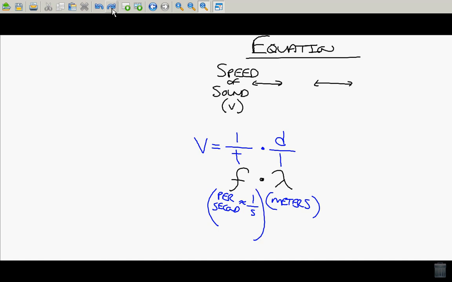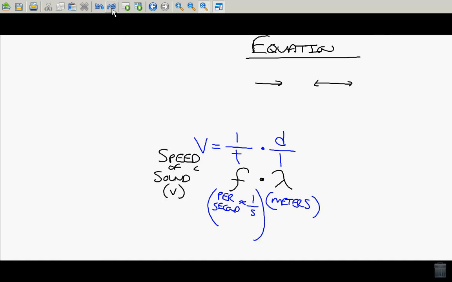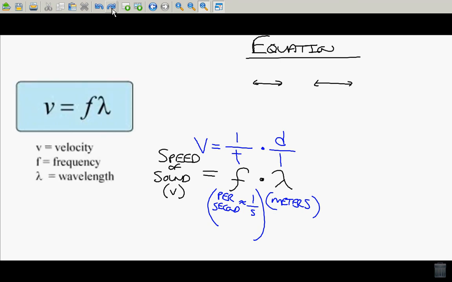And then last but not least, we have the speed of sound, which corresponds beautifully with velocity. So this literally is our equation. The speed of sound equals frequency, which is just some sort of indication of time, multiplied with distance, which is identified for us as wavelength. And so our equation is velocity equals frequency multiplied with wavelength.